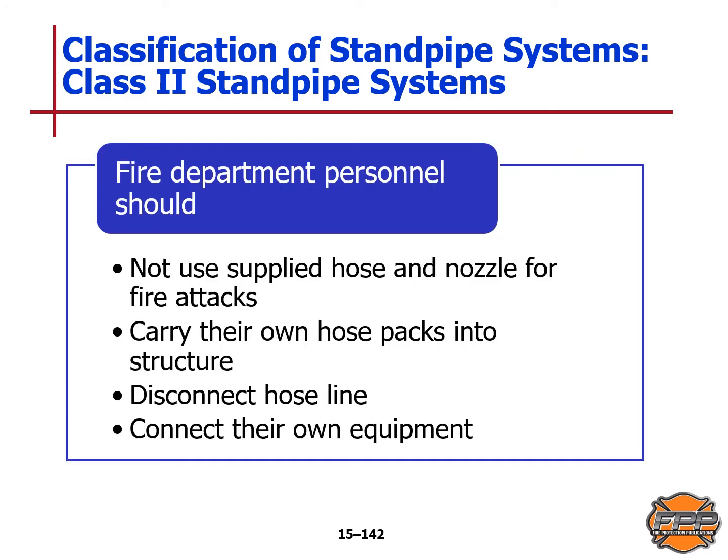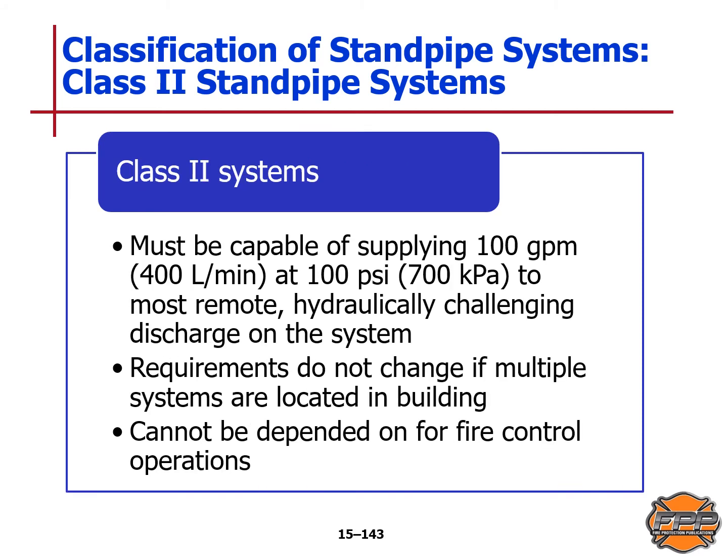Fire department personnel should not use the supplied hose and nozzle for fire attacks. They should carry their own hose packs into the structure, disconnect the hose line, and then connect their own equipment. Class 2 systems must be capable of supplying 100 gallons per minute or 400 liters per minute at 100 psi or 700 kilopascals to the most remote hydraulically challenging discharge on the system. The requirements do not change if multiple systems are located in the building. They cannot be depended on for fire control operations.